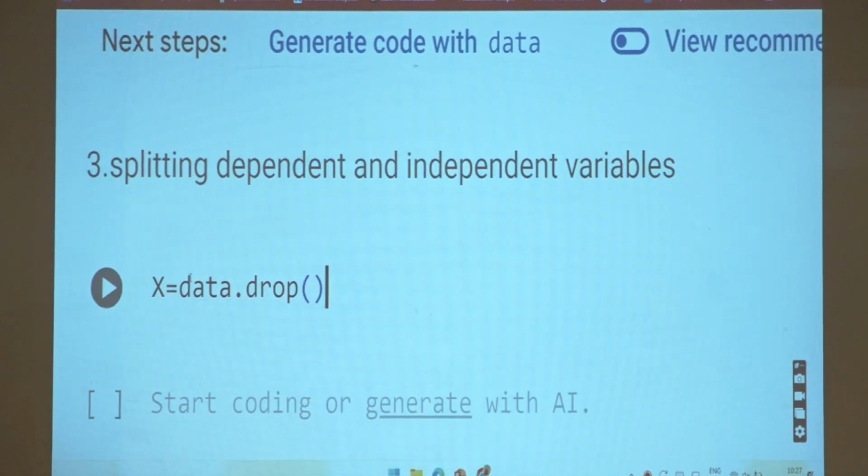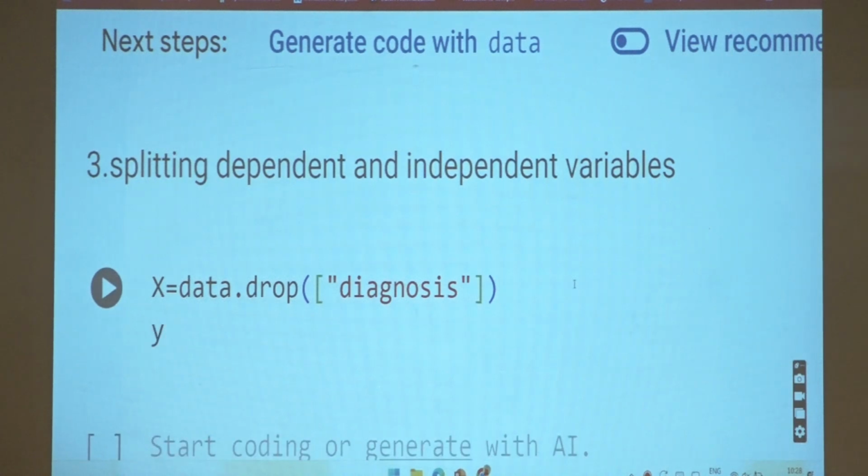I say X as my input. X is equal to data.drop, the diagnosis column. See what I am doing? In the input variable, load the entire data set by removing diagnosis, because diagnosis is my output variable. X is equal to data.drop diagnosis.